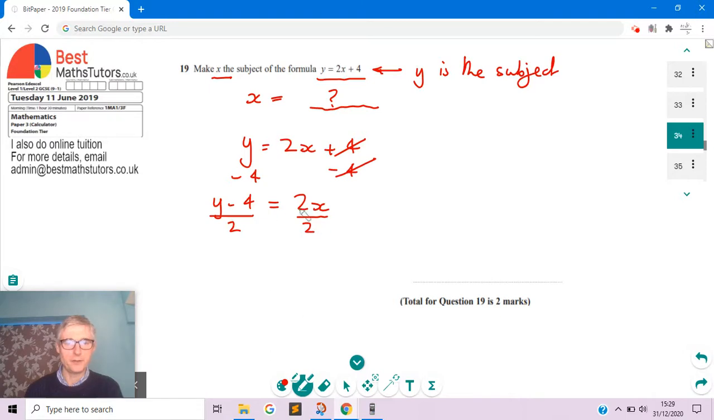And the reason for doing that is because multiplying by 2 and dividing by 2 are opposites, so they cancel each other out. And that's just going to leave me with x on its own. And on the left-hand side, sorry, I've got just y minus 4 over 2. And that's it. We've done it.